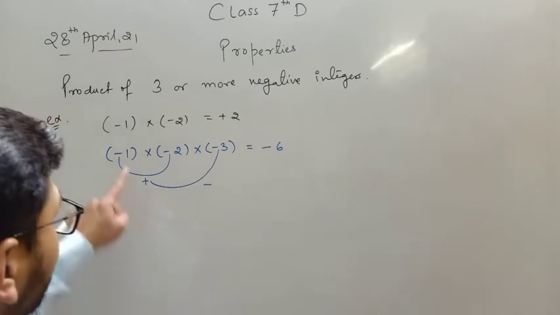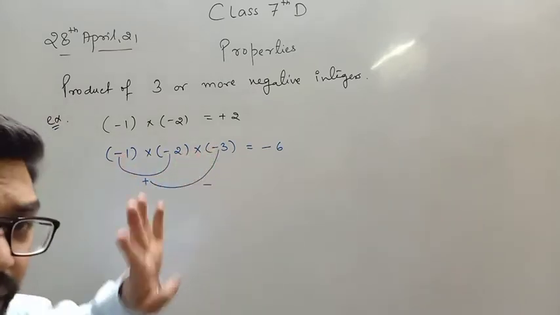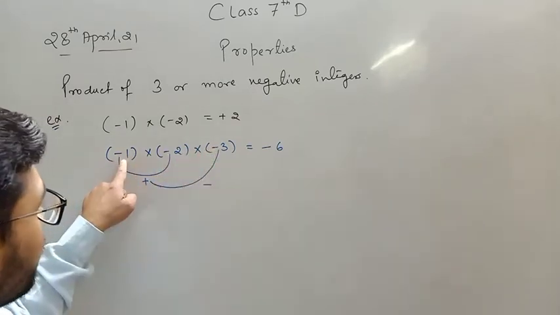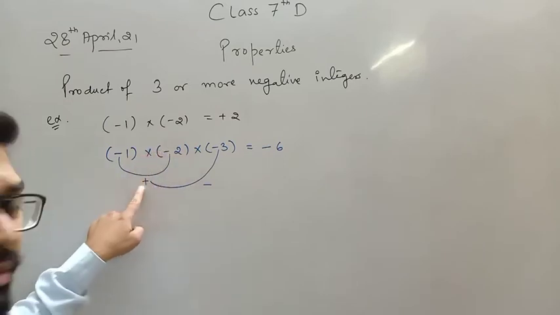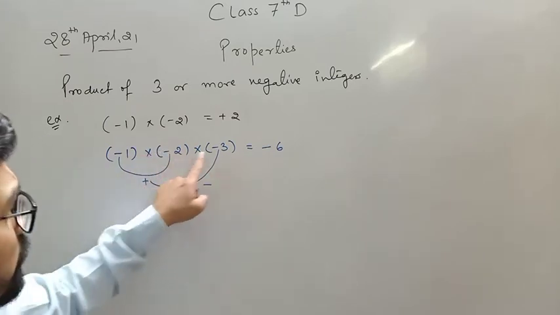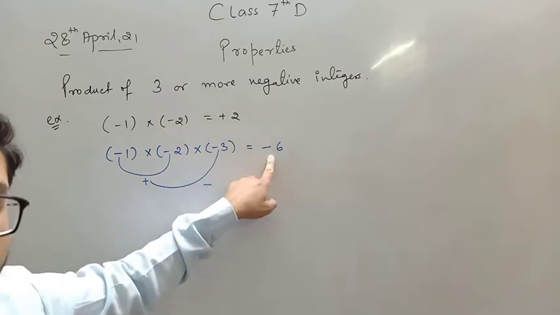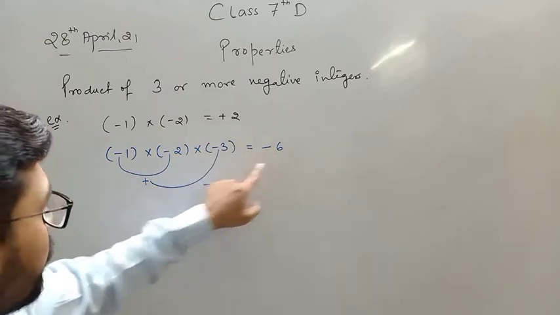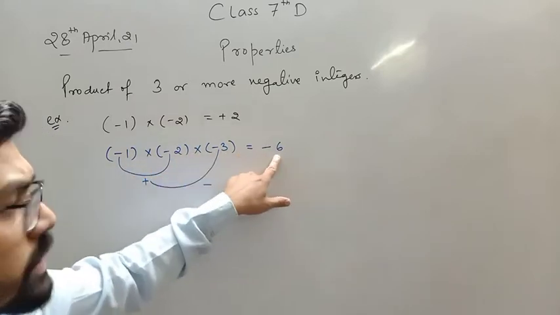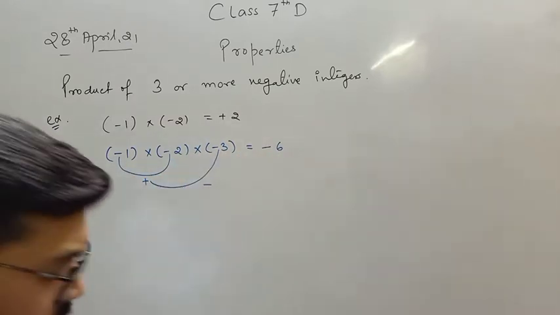Okay, so minus is appearing three times here. So first I'll take minus into minus will give me plus, and then this plus when multiplied with this minus, it will give me again minus. So ultimately the net result will be negative. 1 2s are 2 and 2 3s are 6. Any doubt in this? Okay.